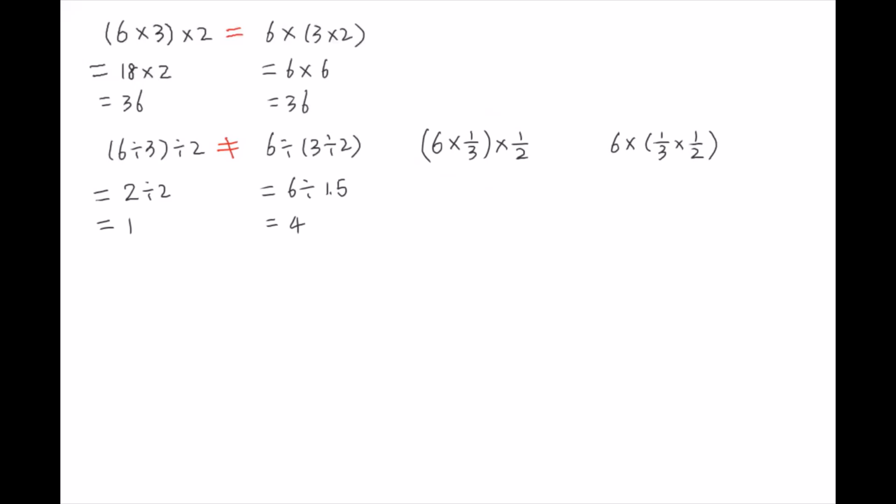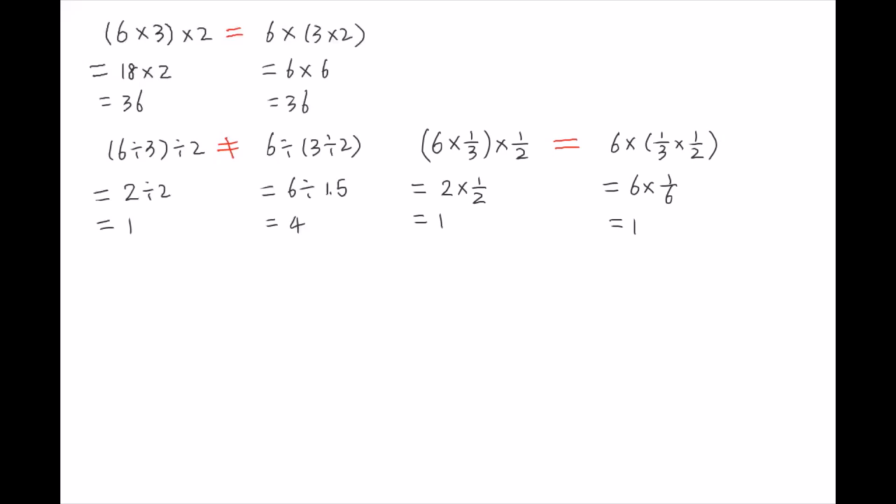So let's verify that the two sides have the same value. On the left side is 2 by 1 over 2 is 1. On the right side is 6 by 1 over 6 equals 1. So the two sides are equal to each other. So these three examples show that the associative property works with multiplication, but does not work with division.